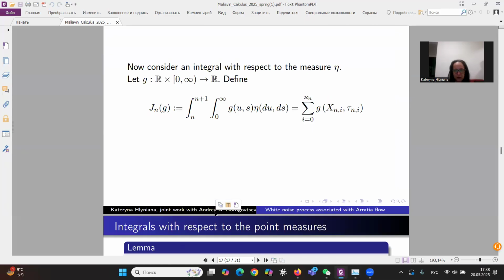And similarly we can define the integral with respect to the point process which is defined on a product time space. And here, of course, we will see what kind of assumptions on function g we should have in order to have a finite integral.